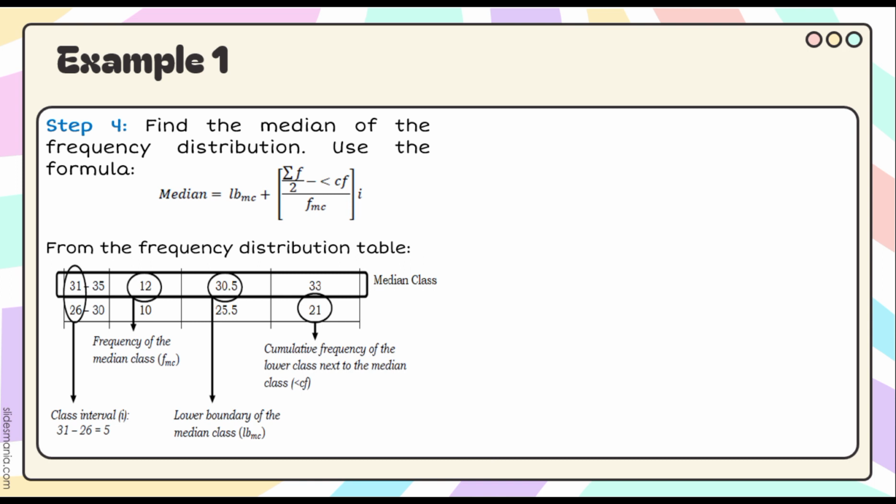Our frequency of the median class is 12. For the lower boundary of the median class, we have 30.5. And for the cumulative frequency of the lower class next to the median class, or our CF, it is equal to 21. So remember all these values since we will be using them in solving for the median of group data.